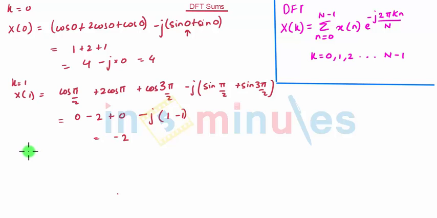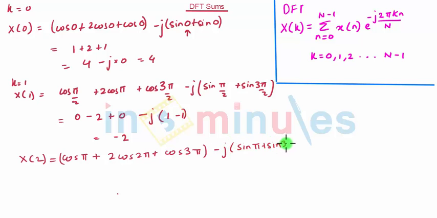When k is equal to 2, we get x of 2 is equal to cos pi plus 2 cos 2 pi plus cos of 3 pi minus j sin pi plus sin 3 pi. We know that this term will be again 0. Finally, after substituting the exact angles and values, minus 1 plus 2 minus 1 gives out to be 0.